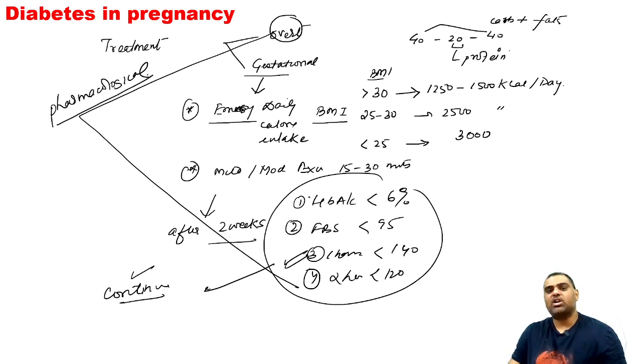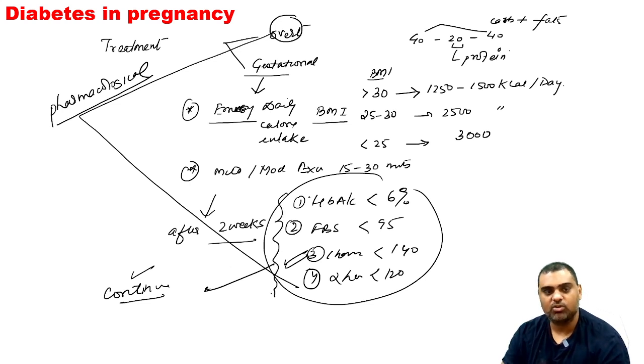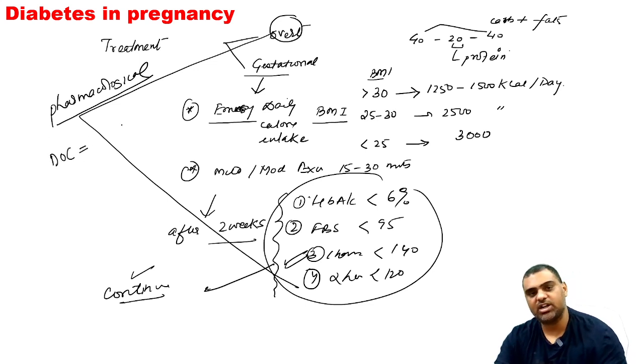So if I ask you what are the indications of pharmacological management, the indication for pharmacological management is, first, overt diabetes mellitus. Second, if after 2 weeks of lifestyle modification we are not able to get these four things, then you will go for the drugs. And what is the drug of choice in gestational diabetes or overt diabetes? The answer is insulin, insulin and insulin.